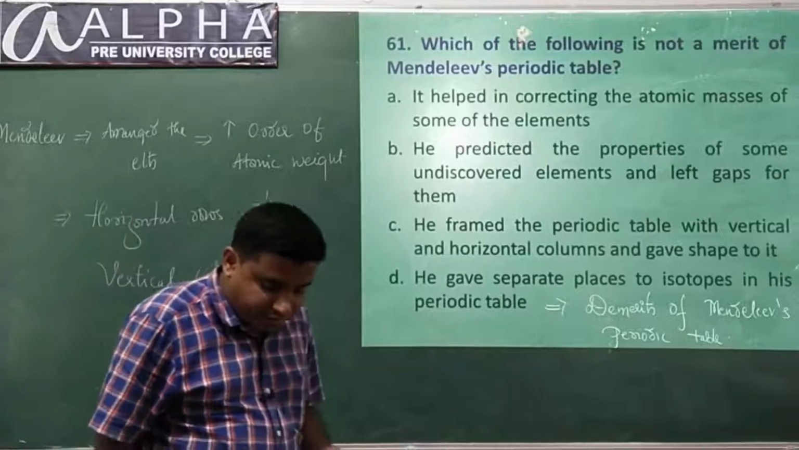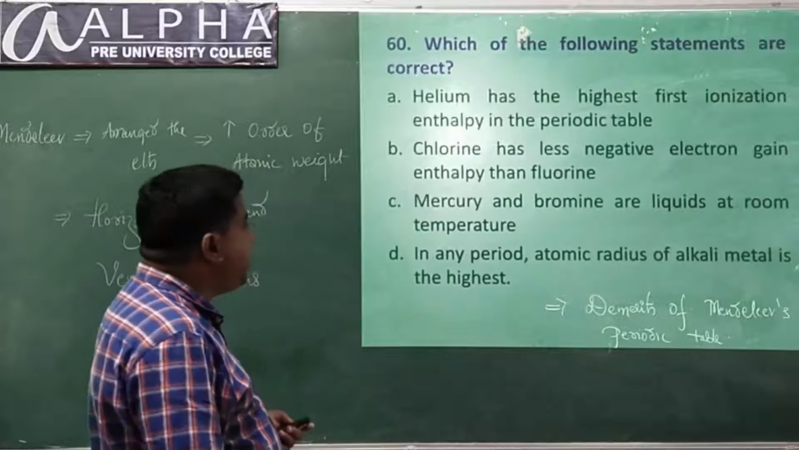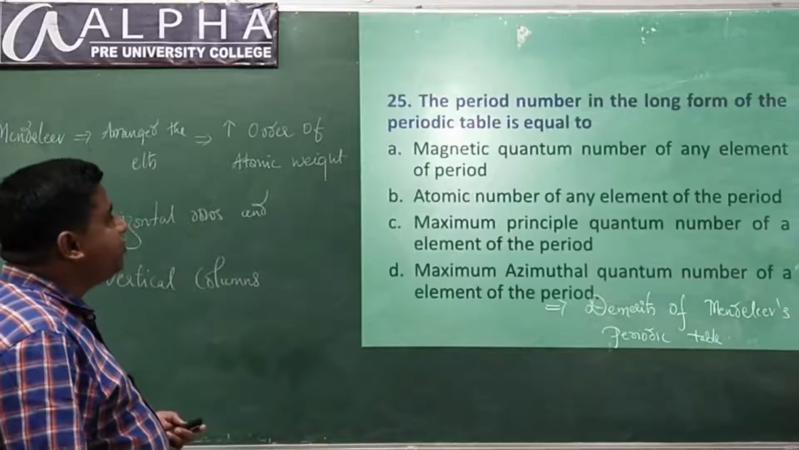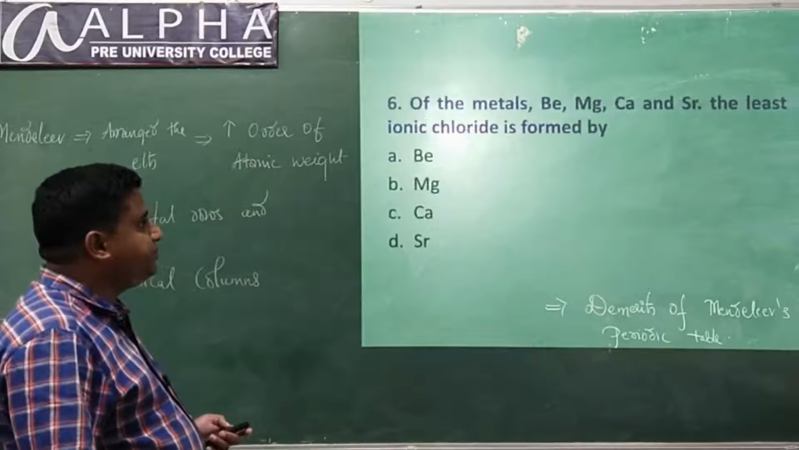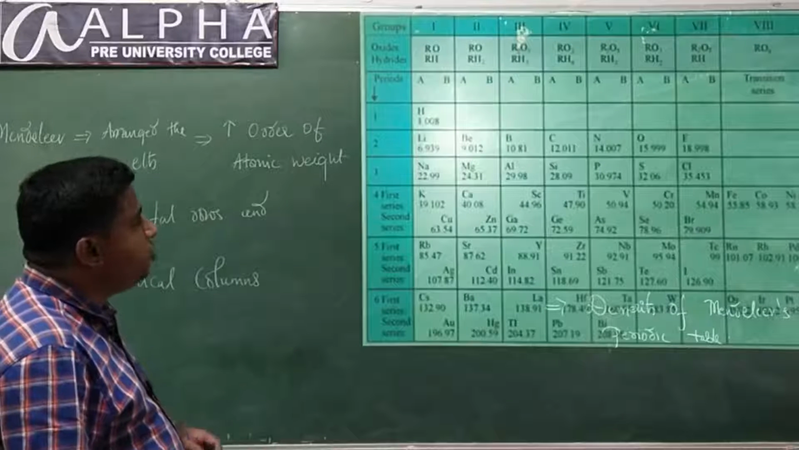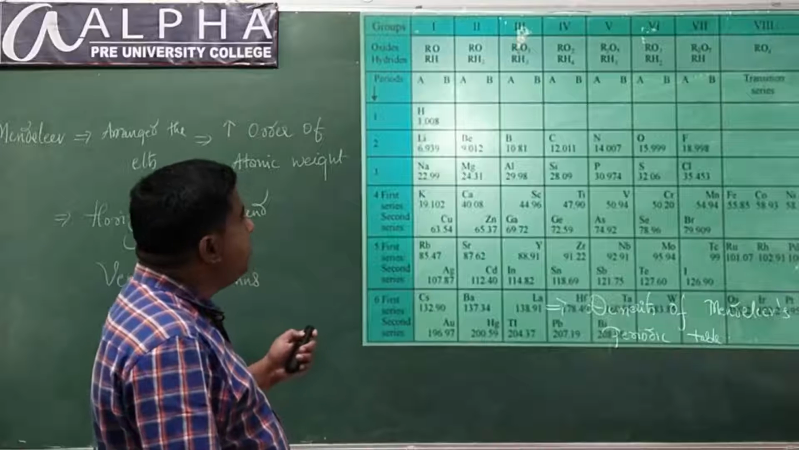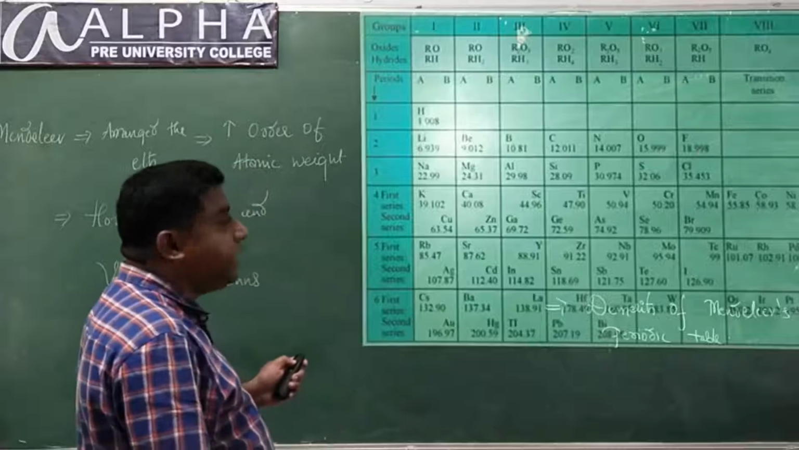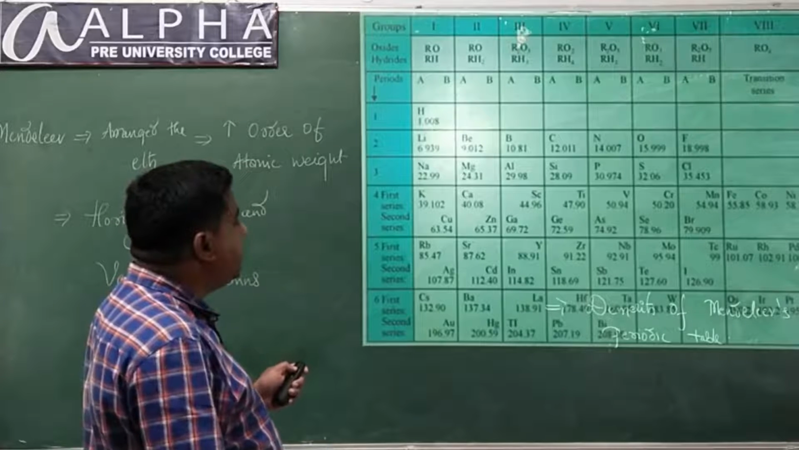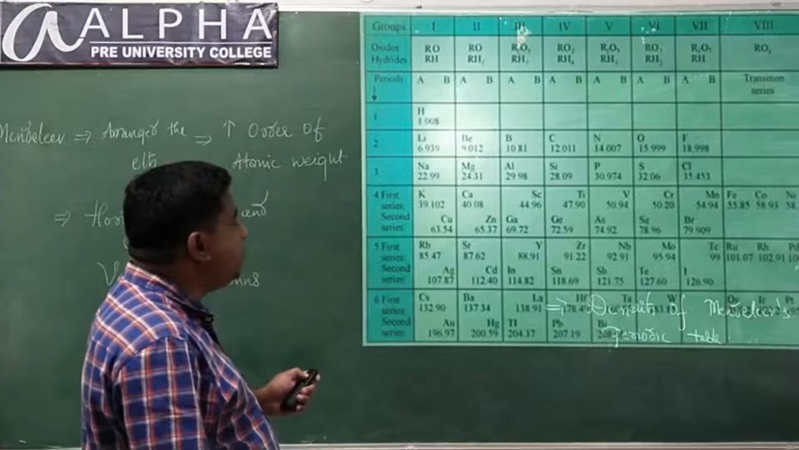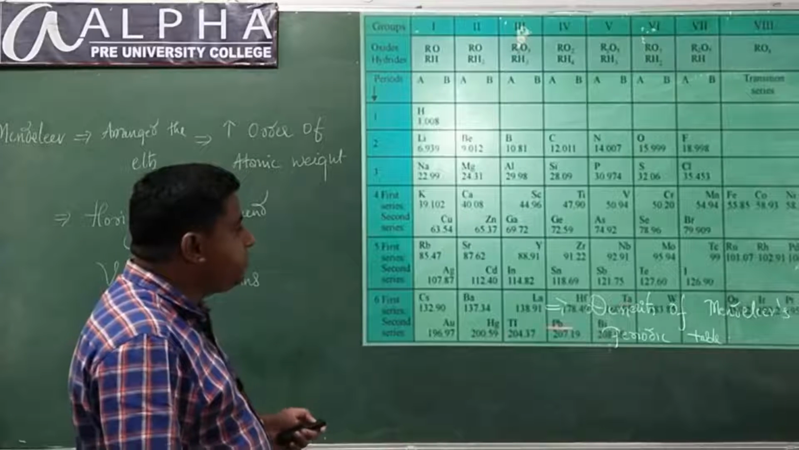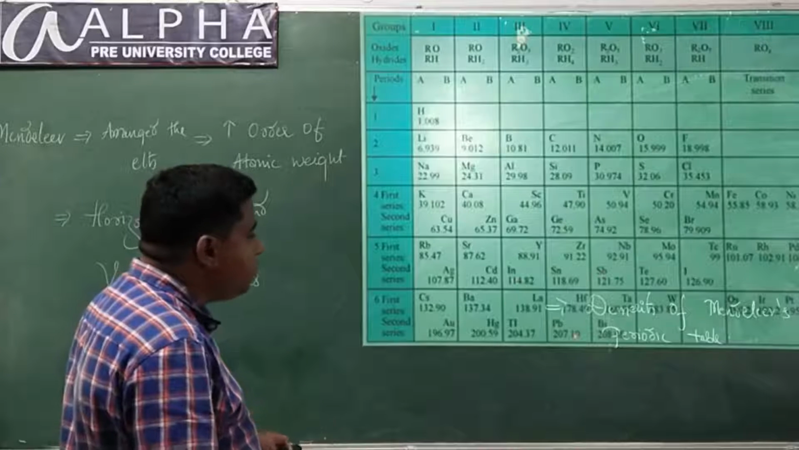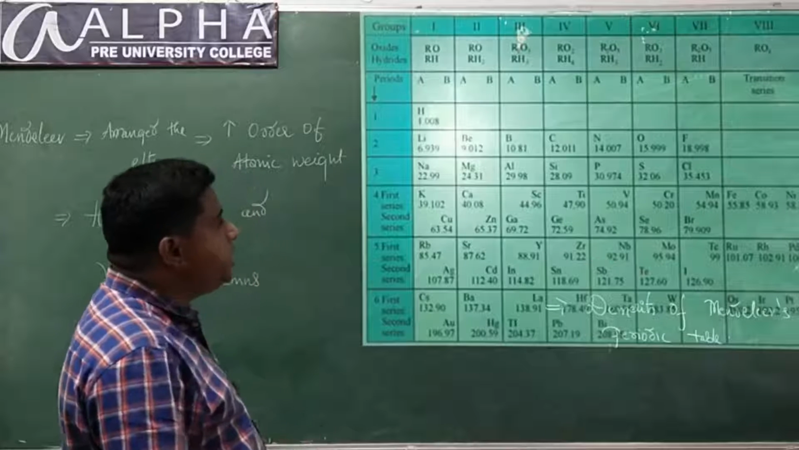I have Mendeleev's periodic table. I'll show it to you now. Look here. He has arranged the elements in different horizontal rows and vertical columns in the increasing order of atomic mass. Look here: hydrogen 1.008, lithium 6.939, beryllium 9.012. These are all the atomic masses of different elements. So he has arranged the elements in the increasing order of atomic mass in different horizontal rows and vertical columns.